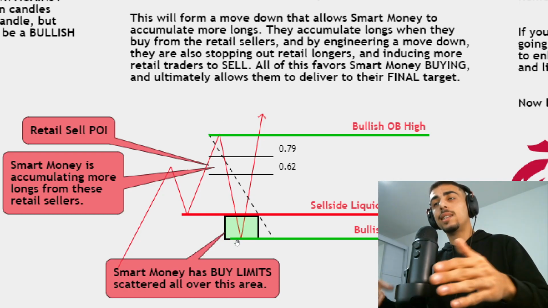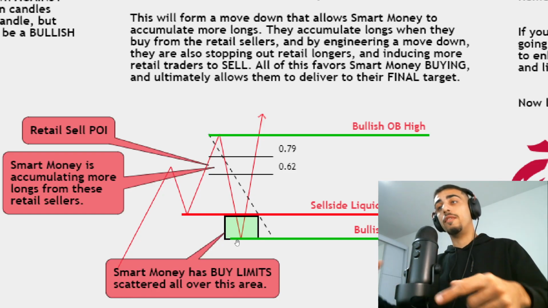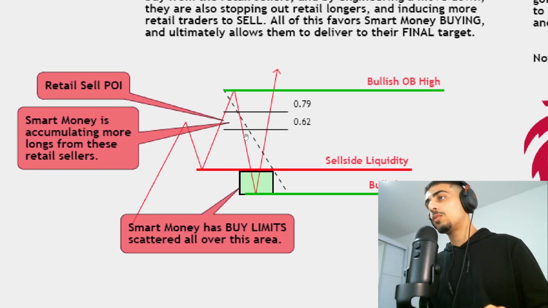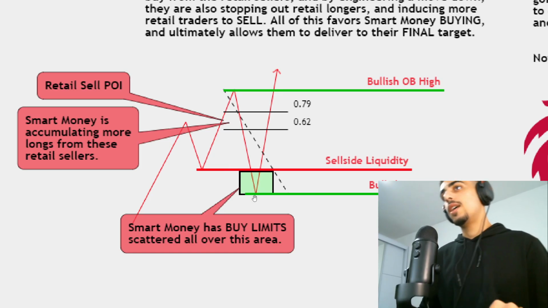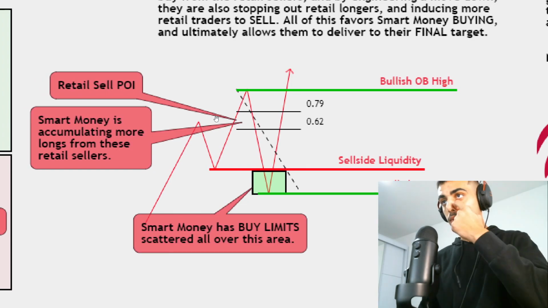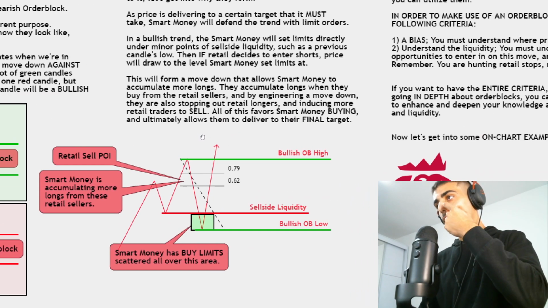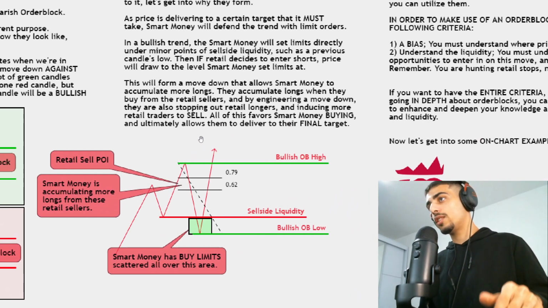It's exactly the same with the bearish order block, just inverse, okay? So smart money scatters their limits under sell-side liquidity, such as this over here, right? Here you have this low under the sell-side liquidity. Smart money scatters their limits right over there. And then when retail decides to sell, price draws to those places, and that's pretty much where smart money gets to buy. Okay, so yeah, and then smart money accumulates longs in this entire move.